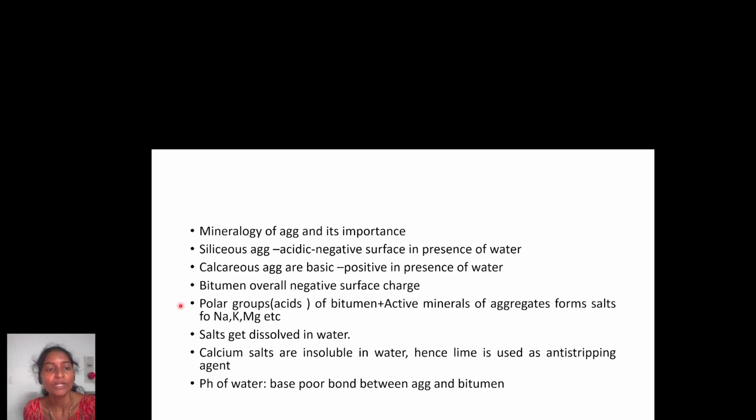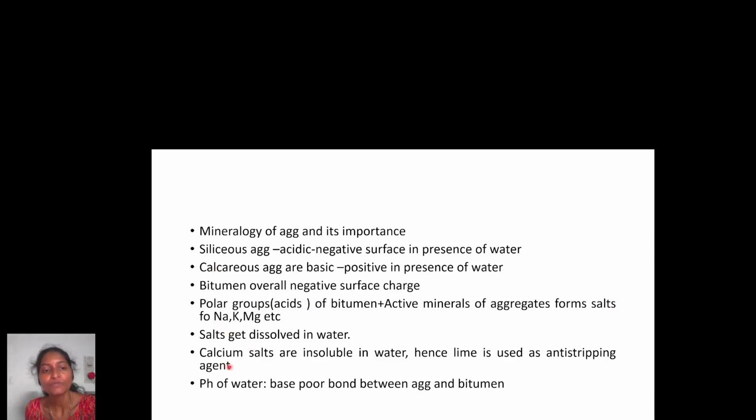And the polar groups, for example the acids of bitumen, when they react with the active minerals of aggregates, usually form salts. Those salts are sodium related salts, potassium related salts, and magnesium related salts. When these salts come in contact with water, they get dissolved. But we do not want that to happen. We want the bond between the bitumen and the aggregate to be strong, so we do not want those salts to be dissolved. So we need to find the salts which are insoluble.